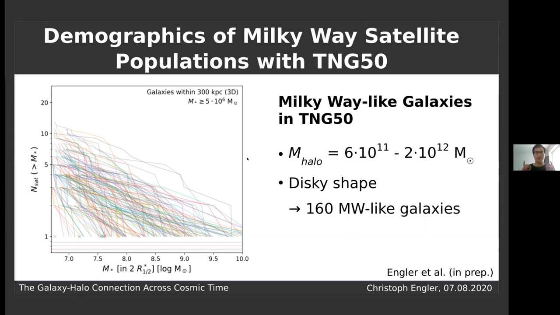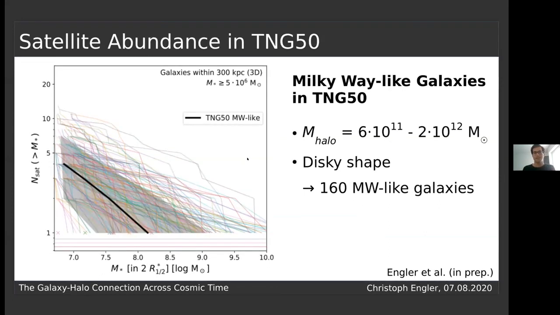But overall, the average median TNG50 Milky Way-like galaxy will have something like 4 satellites down to a stellar mass of 10 to the 6.9 or so, although there's a lot of scatter.